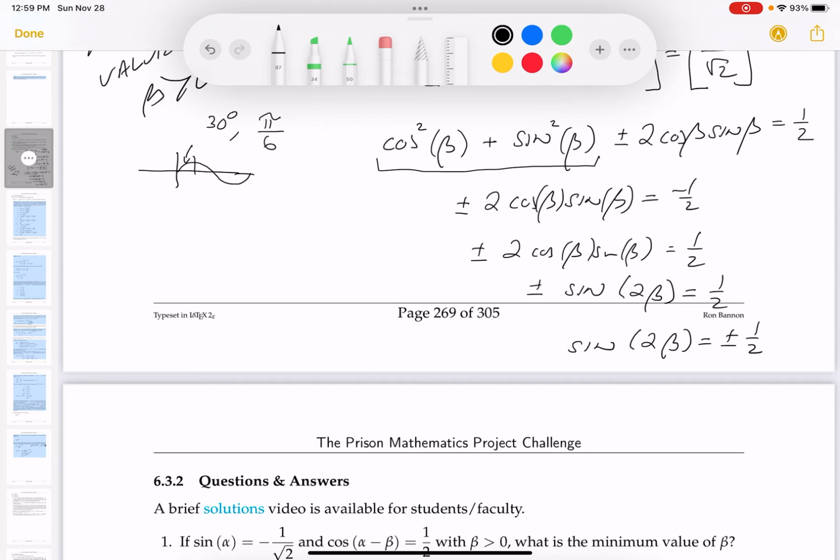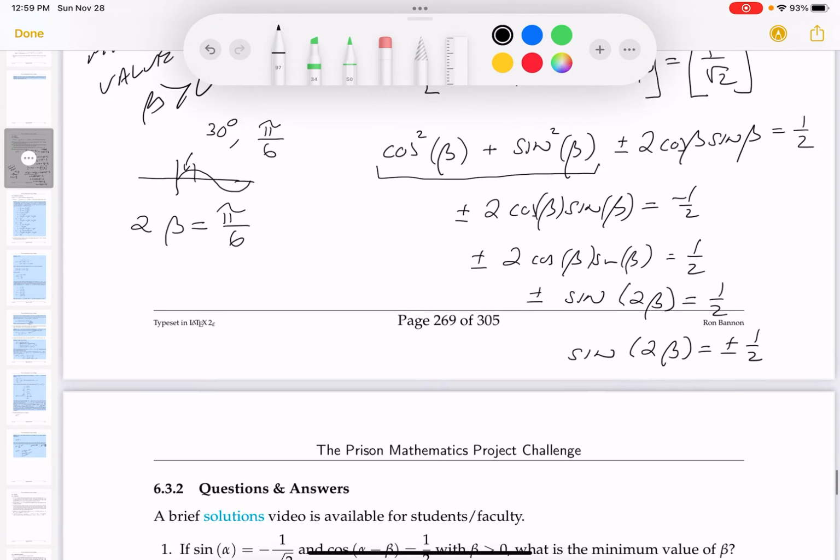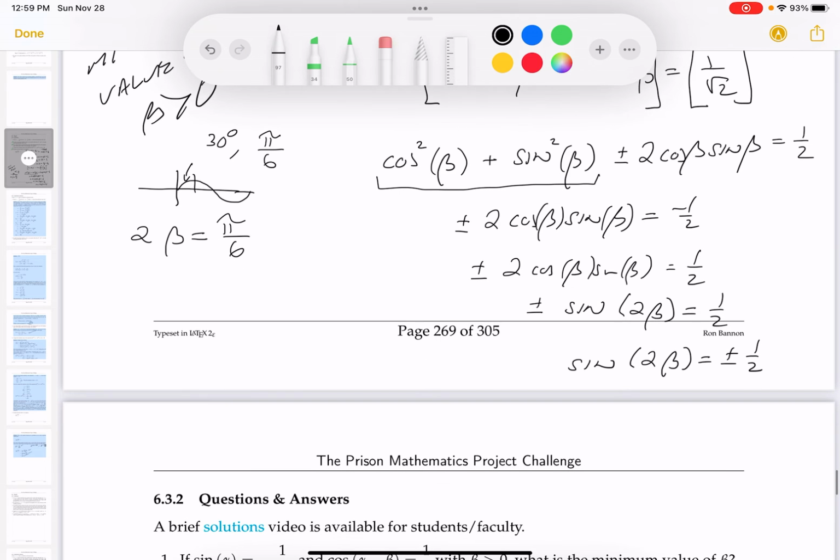All right? So I'm going to say 2 beta would be equal to pi over 6. This is still going to be the smallest value because that's what they want, the smallest value. So what's beta going to be equal to? Pi over 12. All right? Let's see how we did.